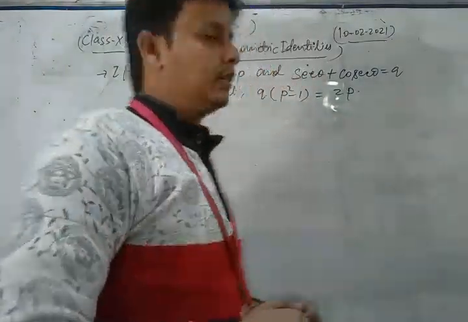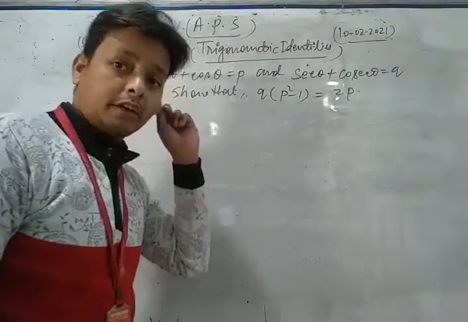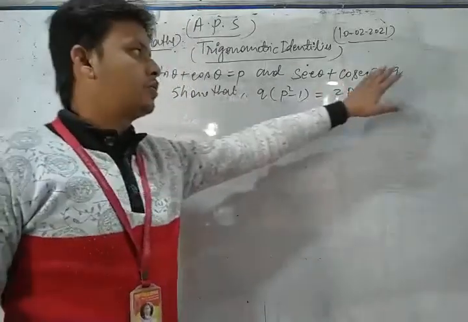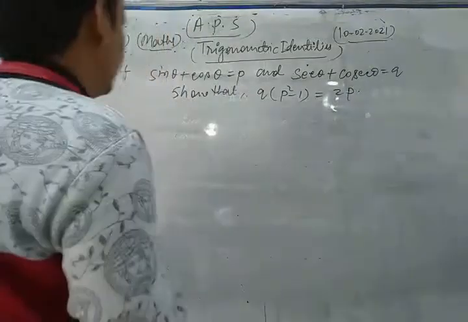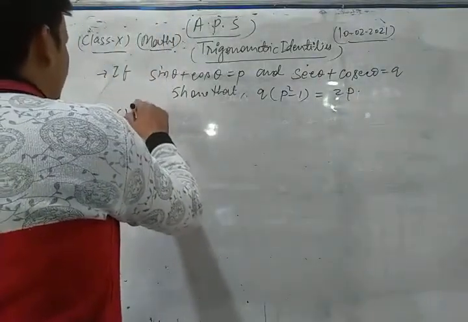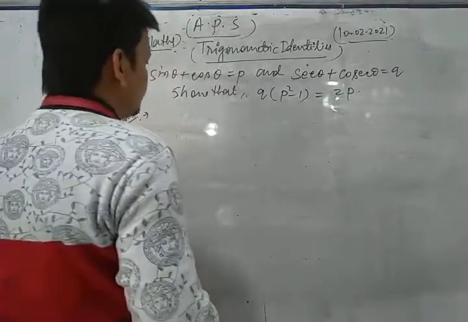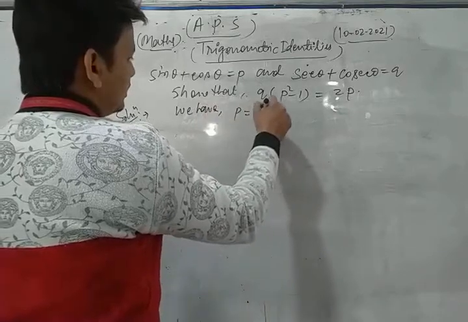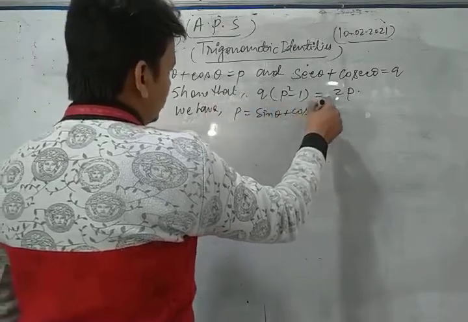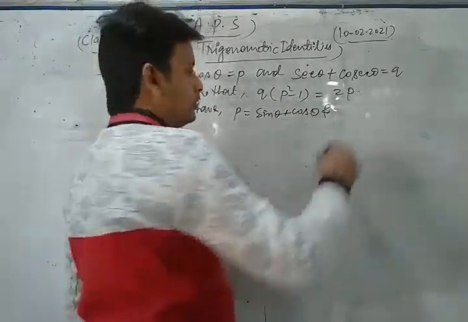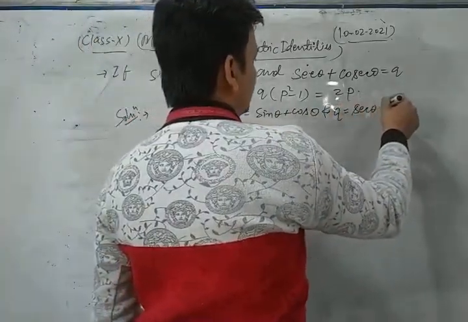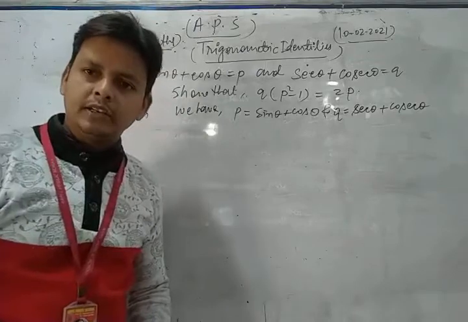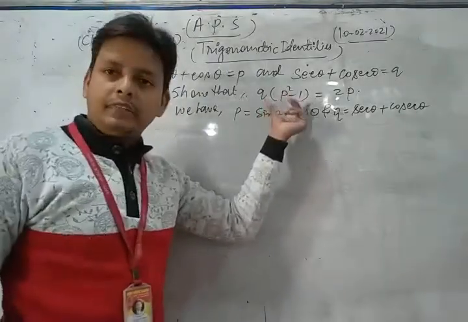Okay dear students, in this question we have sin theta plus cos theta is equal to p, and sec theta plus cosec theta is equal to q. So now let's see its solution. First of all, the value of p is sin theta plus cos theta, and the value of q is sec theta plus cosec theta. This is given.